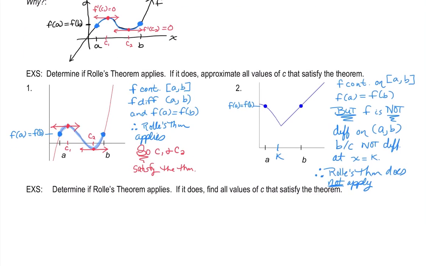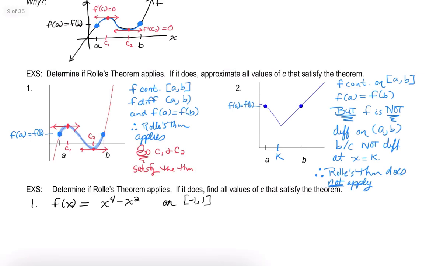All right, so let's look at a couple more examples here, and we're just going to look at these from a more algebraic standpoint, looking at them computationally. So suppose I have f of x is equal to x to the fourth minus x squared on the closed interval from -1 to 1.